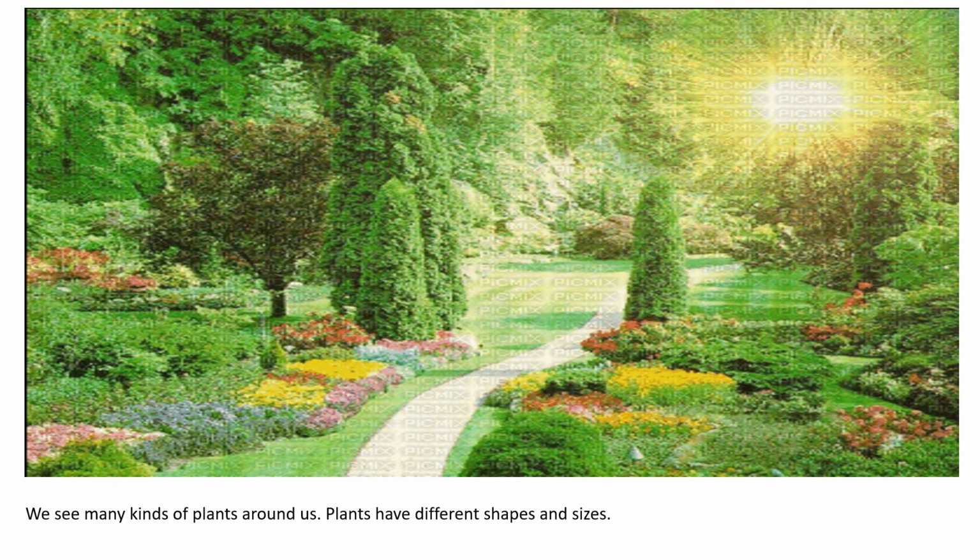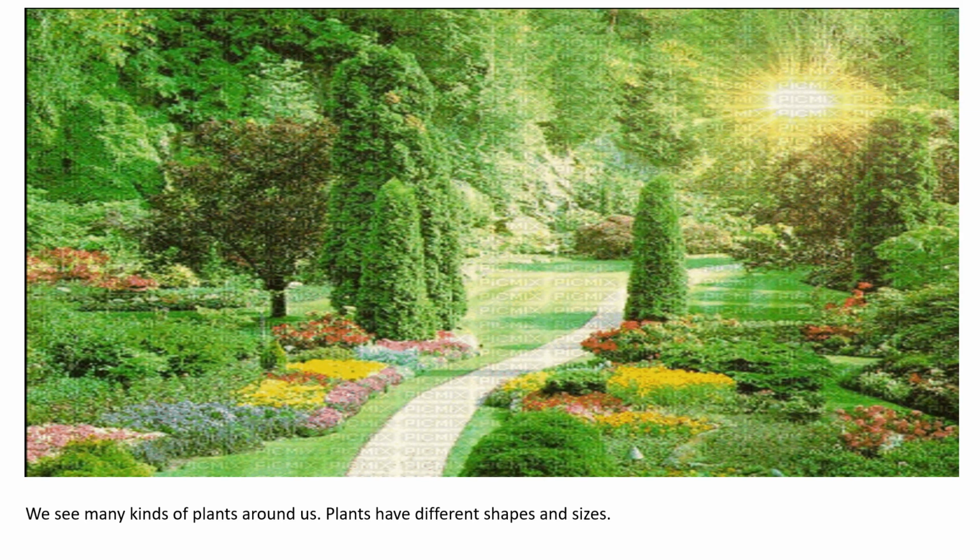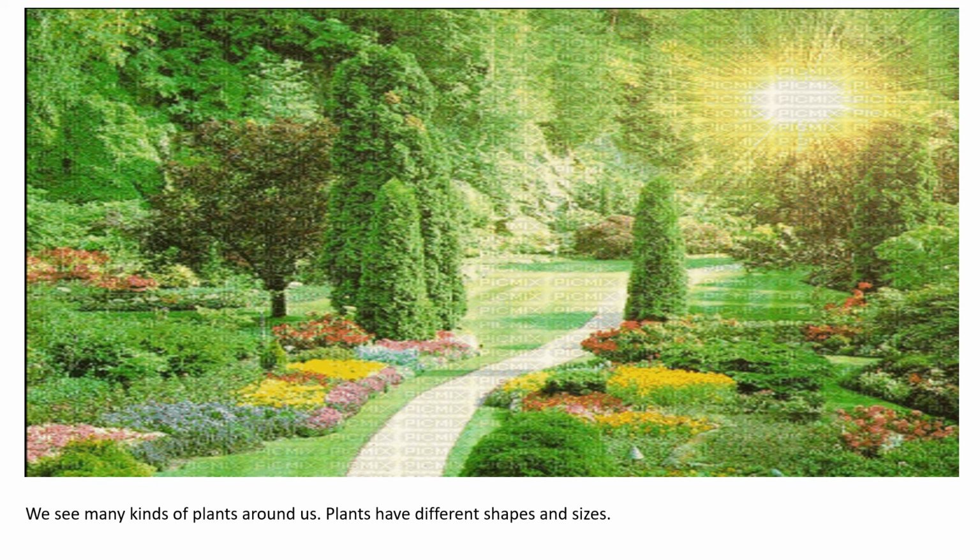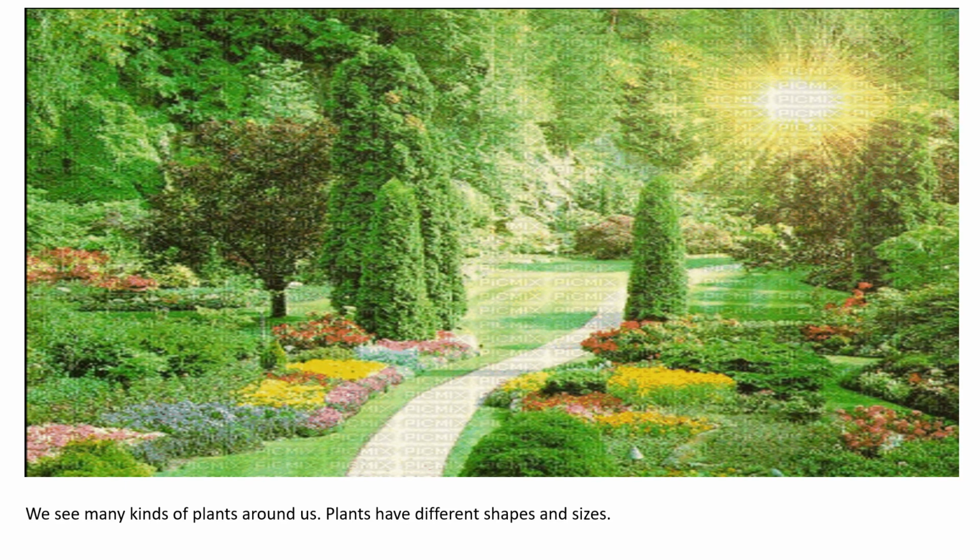Now, children, let us read the textual line here. We see many kinds of plants around us. Plants have different shapes and sizes. Children, these lines will be put into fill in the blanks or true and false later. So please read the lines carefully and remember and learn to read well.